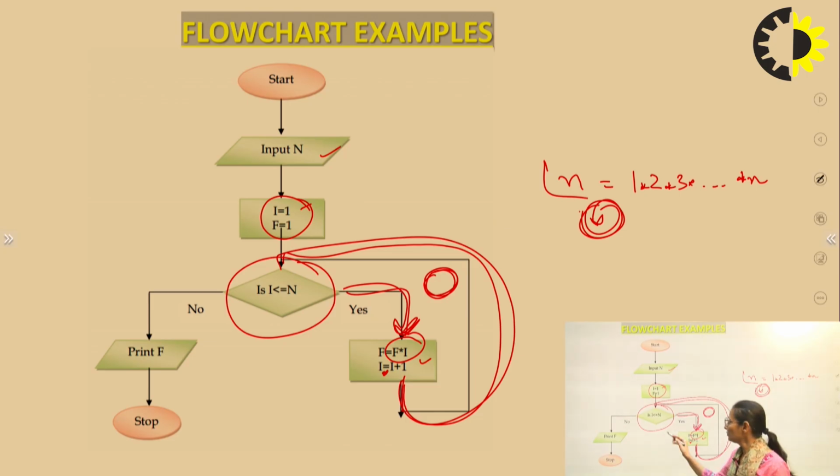When it becomes greater, that is no, we have reached the final answer. Now we display the answer that has been stored in the variable f, and after that my logic comes to an end. So here we have used the symbol stop. So this is a simple flow chart.